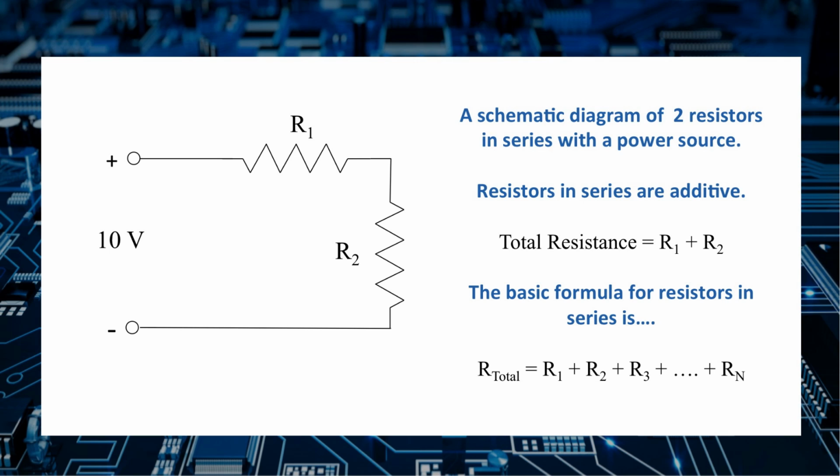Well, it's fairly simple to deal with resistors in series. Resistors in series add. The total resistance is the sum of all the resistors in series, and is given by the formula total resistance equals R1 plus R2 plus R3, all the way out as many resistors as you have. So, given that, solving for the current is a simple matter of adding up all the resistors in series to get the total resistance and then dividing the voltage by the total resistance.